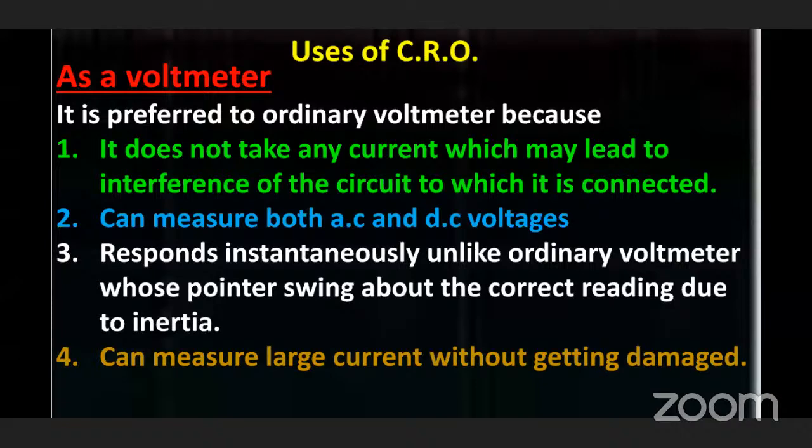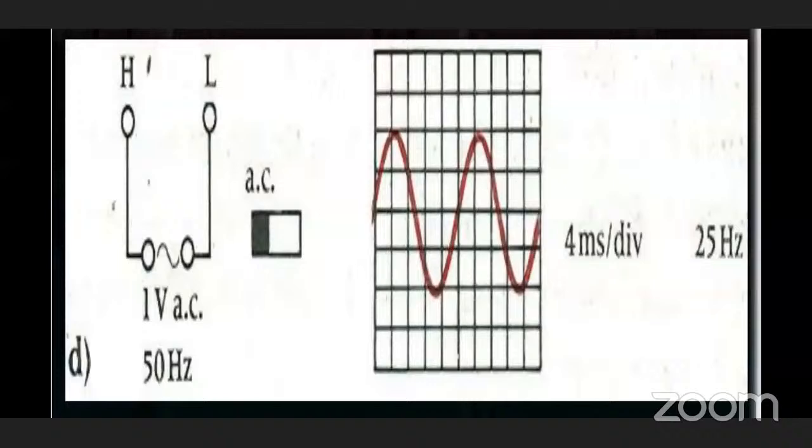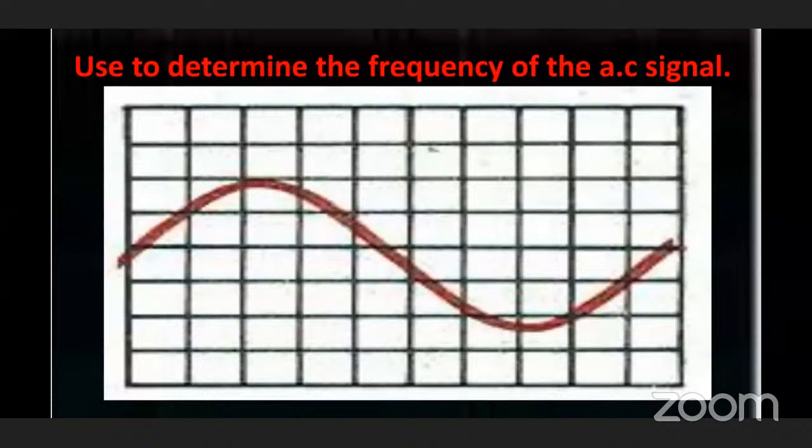Then the uses of the CRO, that is the applications. One of the applications is that it can be used as a voltmeter, in which case it can measure both AC and DC, and also measure large voltages without getting damaged. Then it can also be used to determine the frequency of the AC signal. It can be used to measure the frequency of the AC signal.